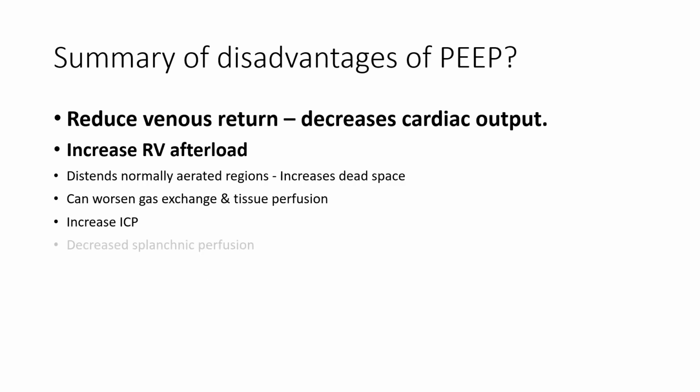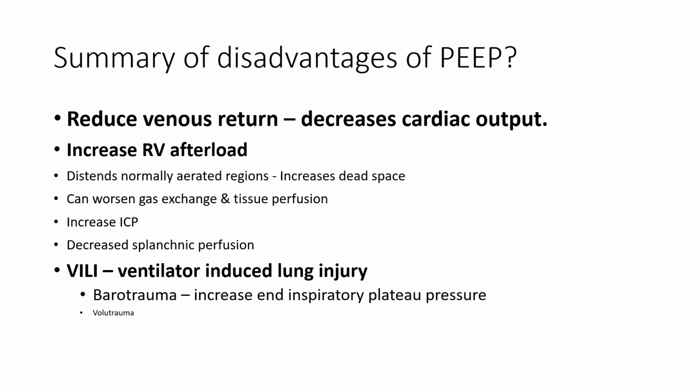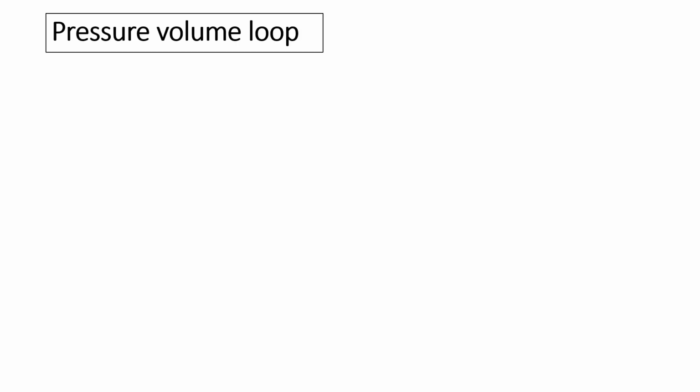neuro patients. PEEP can result in ventilator-induced lung injury, and we talk about barotrauma, pneumothorax, and subcutaneous emphysema. It can also cause some degree of volume trauma by increasing FRC. So let's understand what an ideal PEEP should really look like.